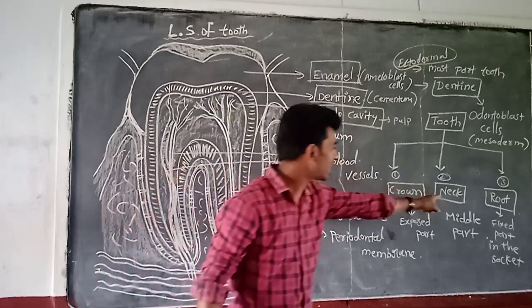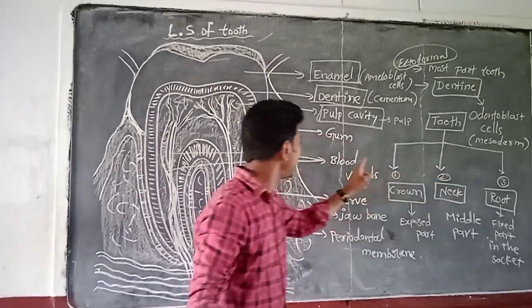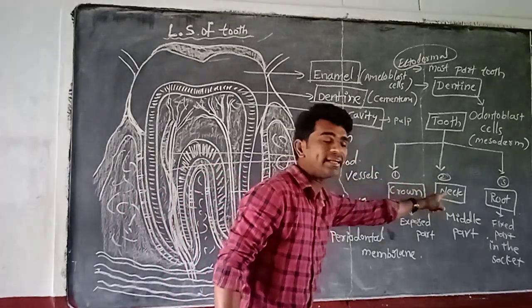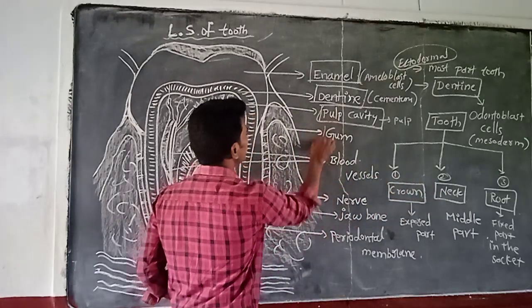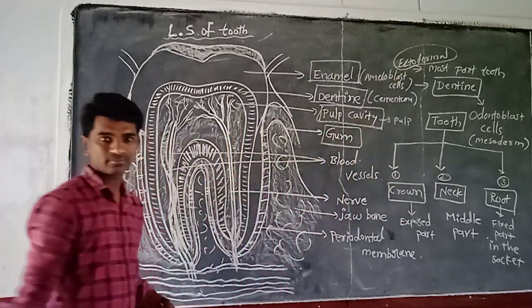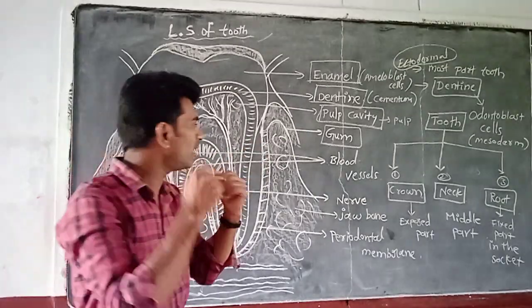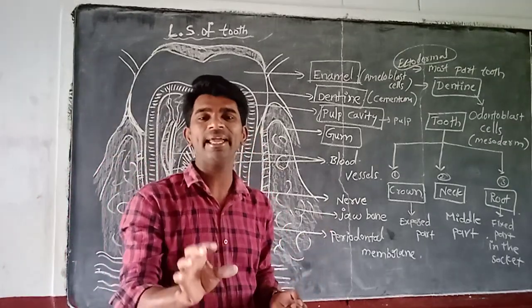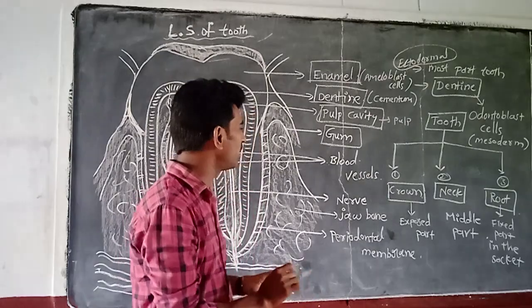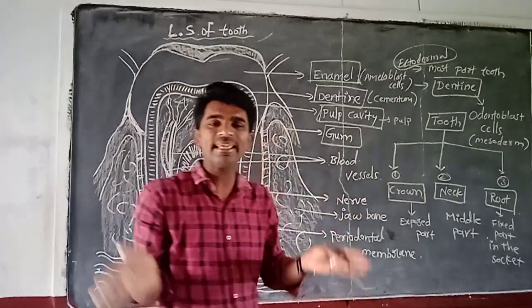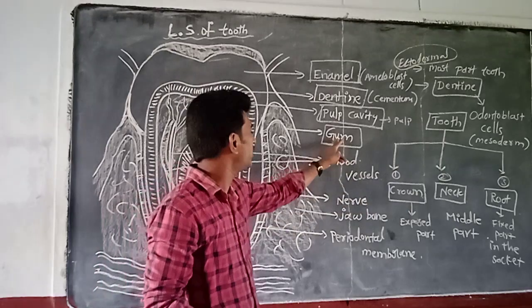And what is the second part? The second part is the neck. The neck region is covered by the gum. Gum is nothing but a soft tissue. So the neck is enclosed by the gum.